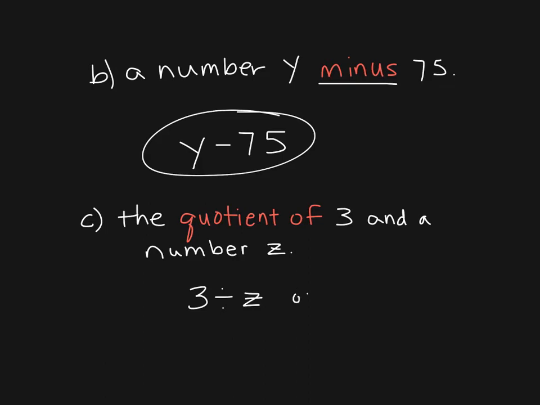This one could also look like this because we have talked about this with fractions. 3 over z, because it would technically be, as we say it, 3 divided by z. Same thing, 3 divided by z.